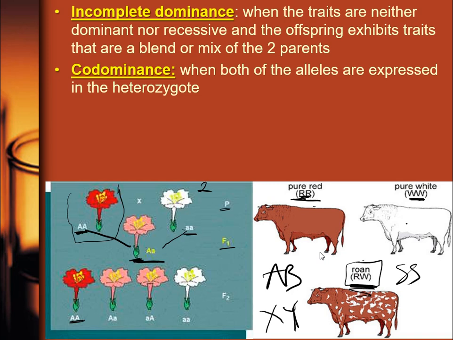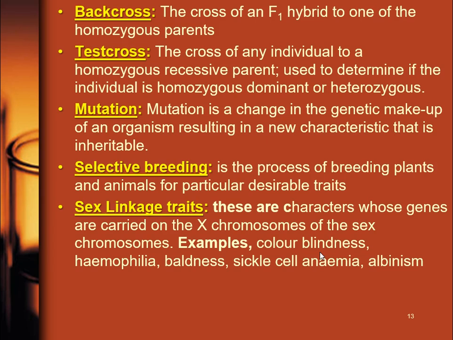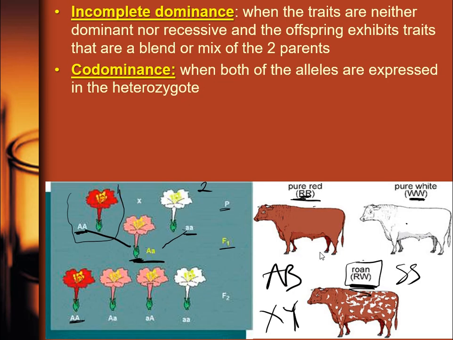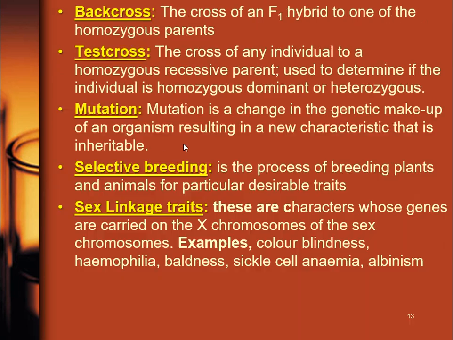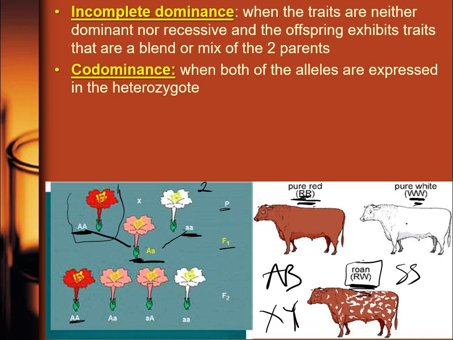So backcrossing is when the F1 hybrid is crossed with one of the homozygous parents. From these two pictures we have here, both parents are homozygous. This one is homozygous dominant, this one is homozygous recessive. This one is also homozygous, this one is also homozygous. When I say homozygous, I am referring to the fact that they have the same alleles. The two alleles are the same. The word homo means similar. So backcross is when the F1 is crossed with one of the homozygous parents. It can be parent 1 or it can be parent 2.